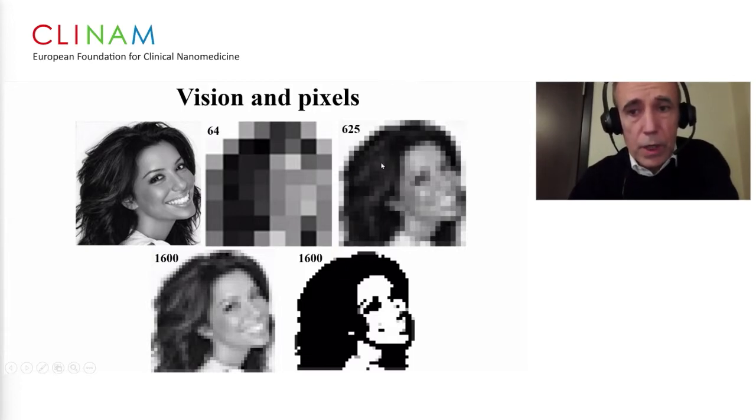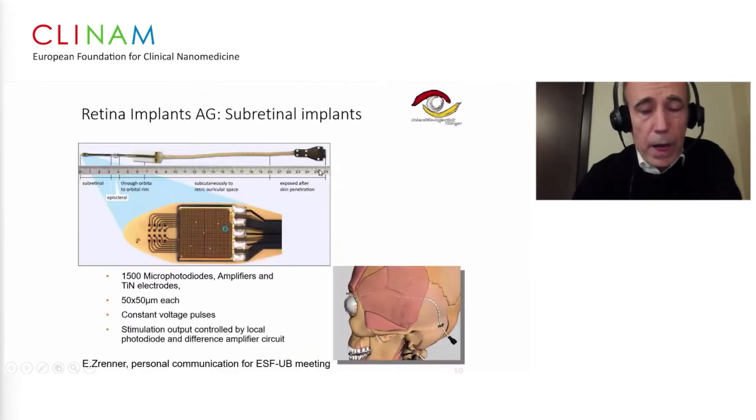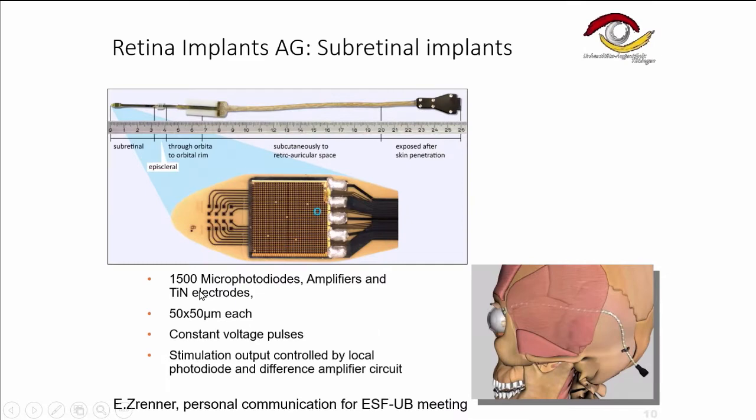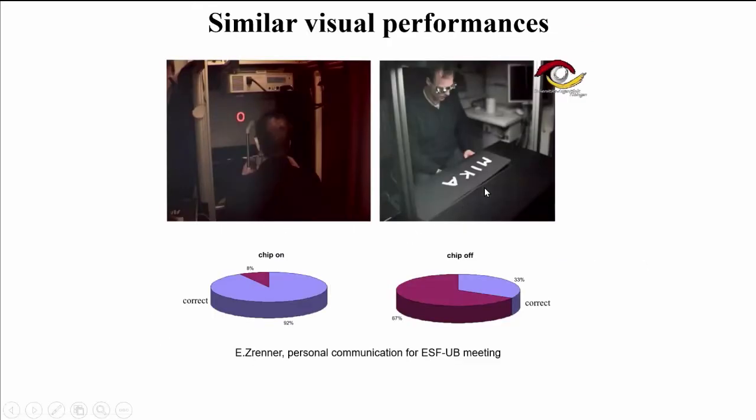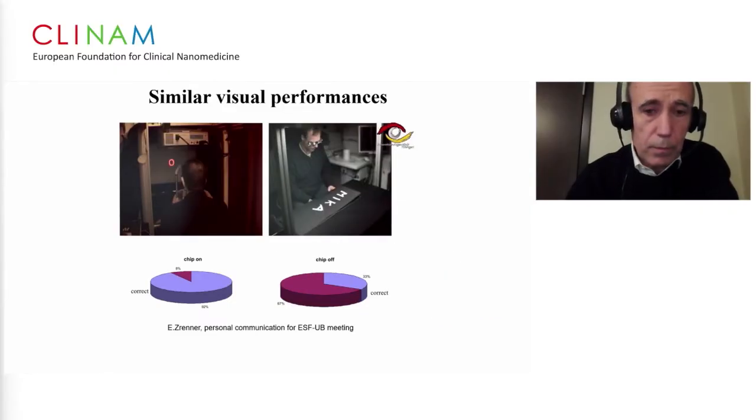So the idea was to increase the number of electrodes. And in Germany, this retinal implant was generated with more than 1,500 electrodes. But unfortunately, the vision was not much better. Only a very few patients were able to read letters. So we may wonder why.